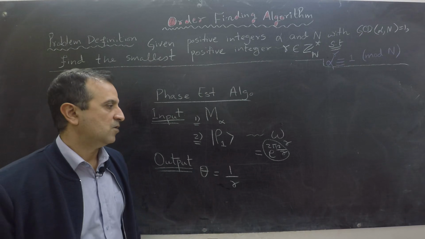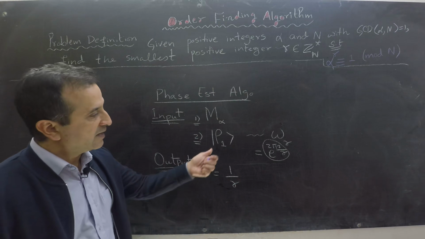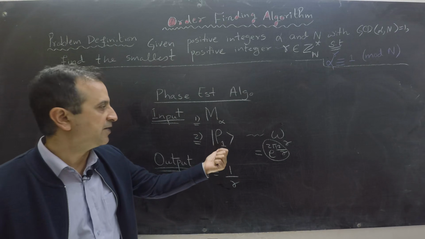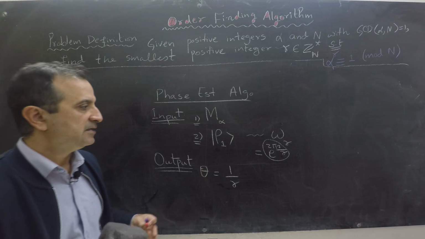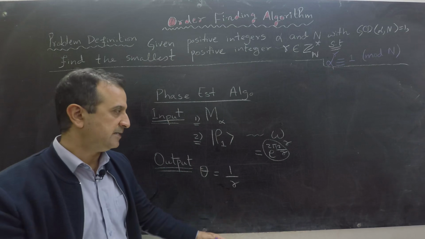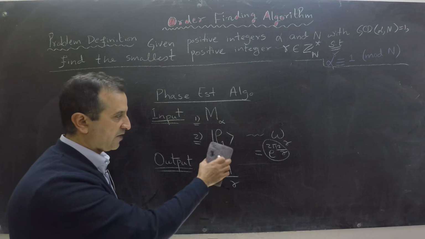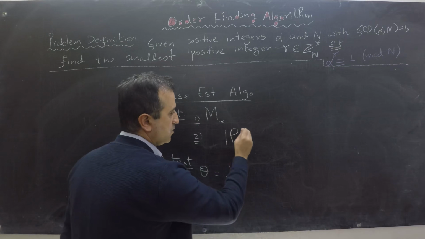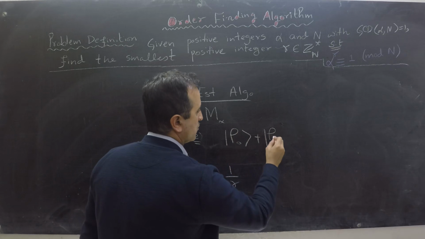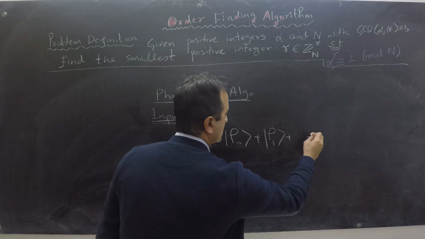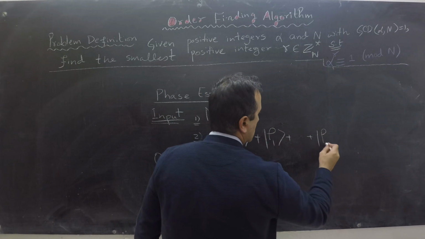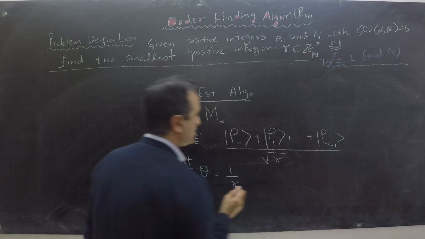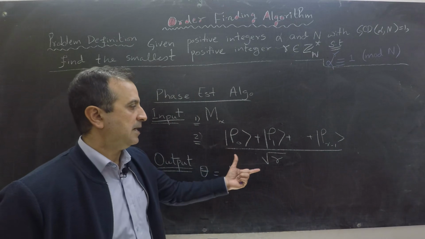The solution of our problem is that instead of giving a specific eigenvector rho 1 here as input to our algorithm, we give it a superposition of all the eigenvectors as input. So instead of giving rho 1, we give it input rho 0 plus rho 1 plus dot dot dot plus rho r minus 1, divided by square root of r. So this is the equal superposition of all the eigenvectors.